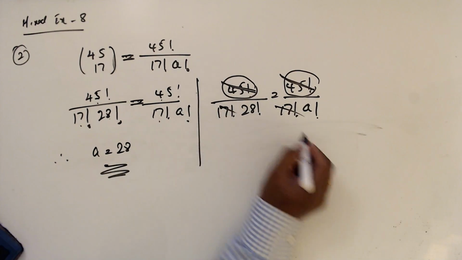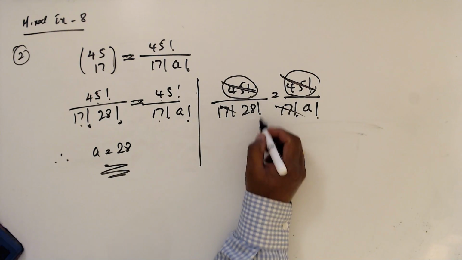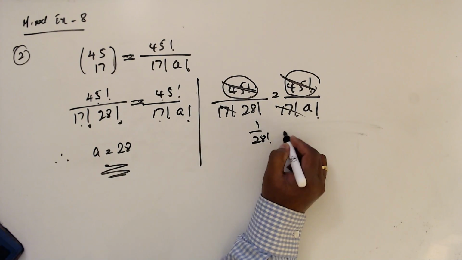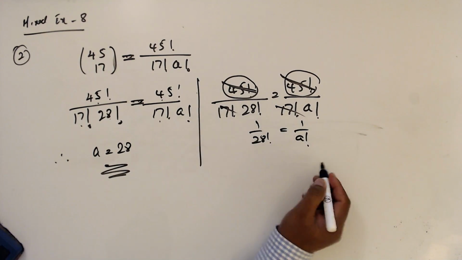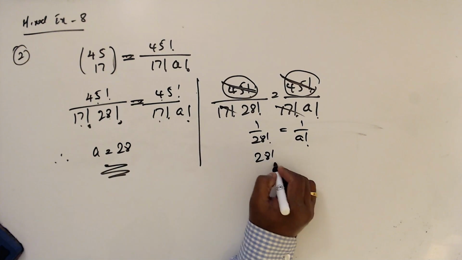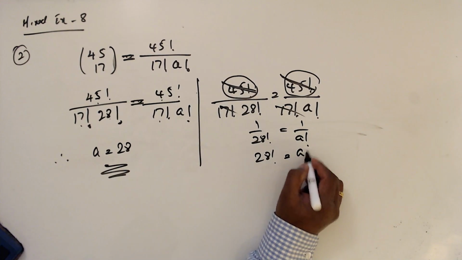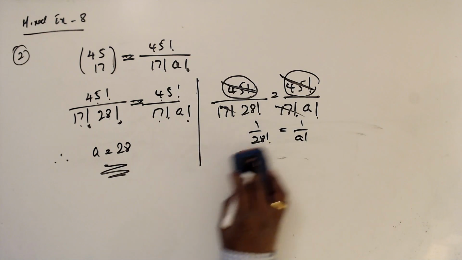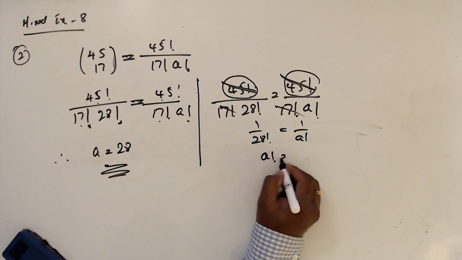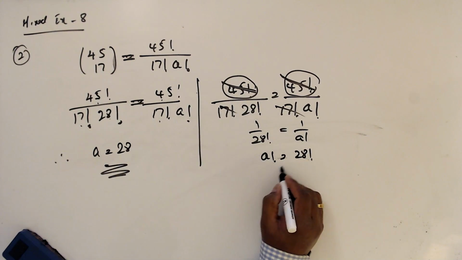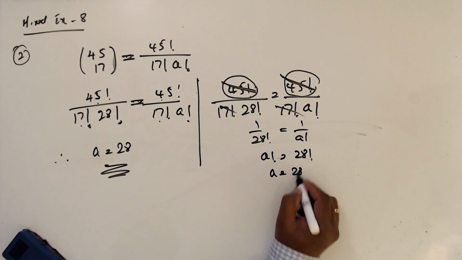And when you consider this way, this is 1 over factorial 28, 1 over factorial a. It means cross multiplying, factorial a equals factorial 28. Then a has to be 28.